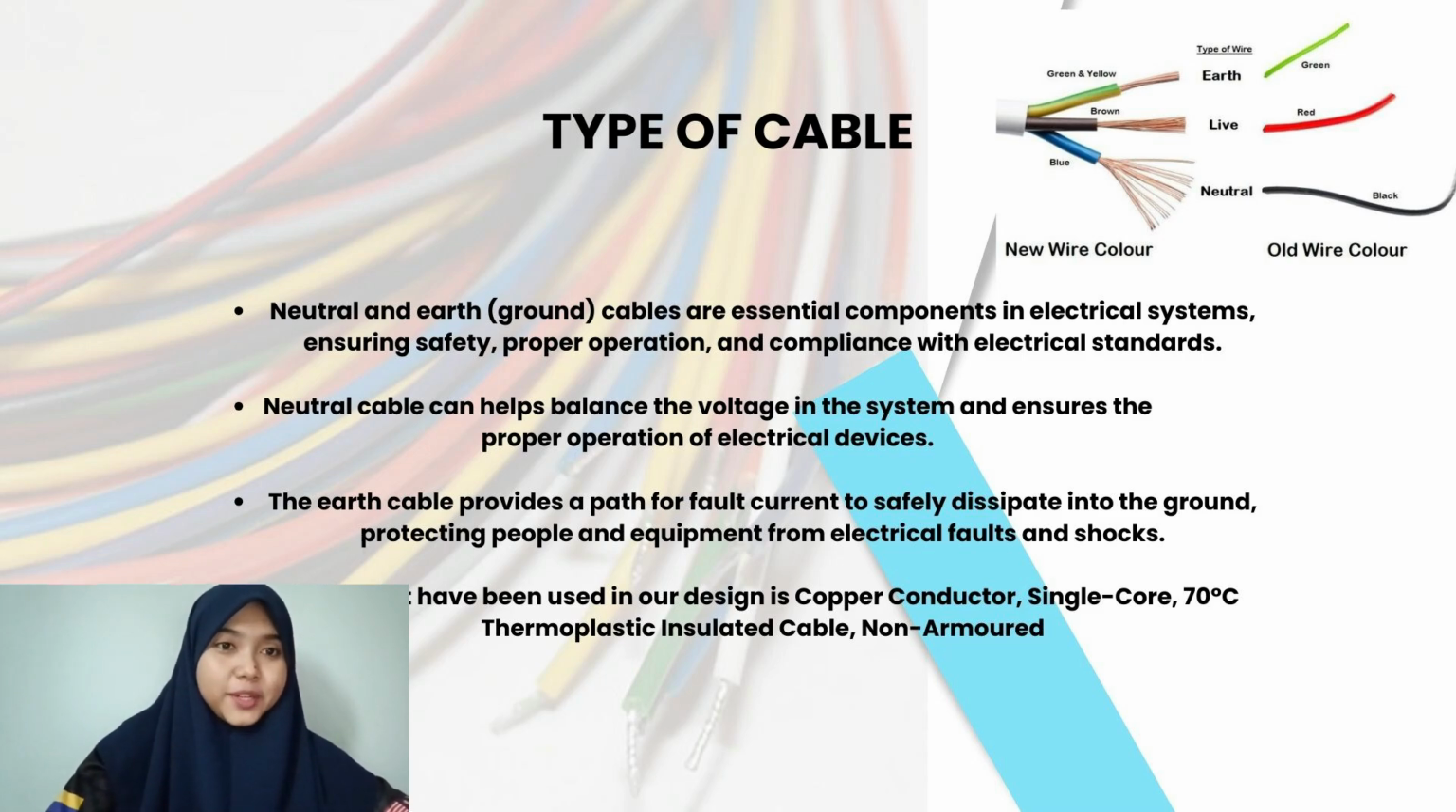Okay, the type of cable. Neutral and earth cables are essential components in an electrical system that ensure safety, proper operation, and compliance with electrical standards. So, the neutral cable helps balance the voltage in the system and ensures the proper operation of electrical devices. Next, the earth cable provides a path for current to safely dissipate into the ground. So, it can protect people and equipment from electrical faults and shock.